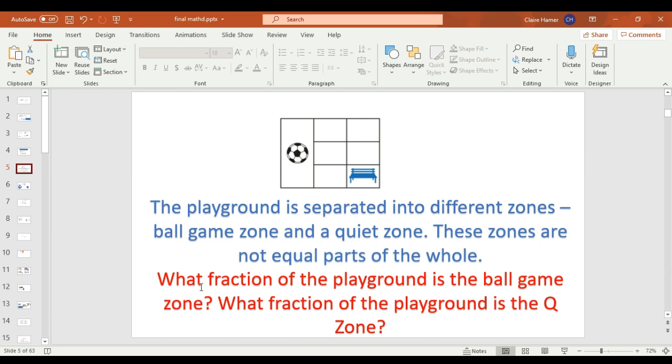Can you answer this? What fraction of the playground is the ball game zone? So what fraction of the size? What fraction of the whole is this football zone? And what fraction of the playground is the quiet zone? Pause the video and see if you can do that.